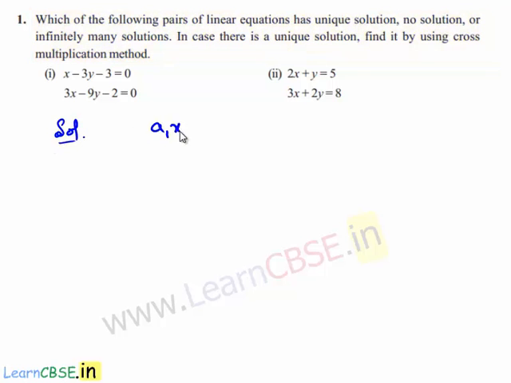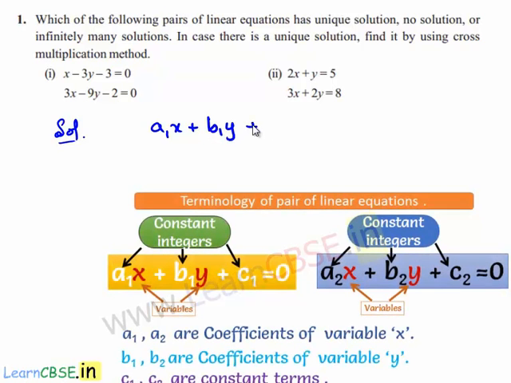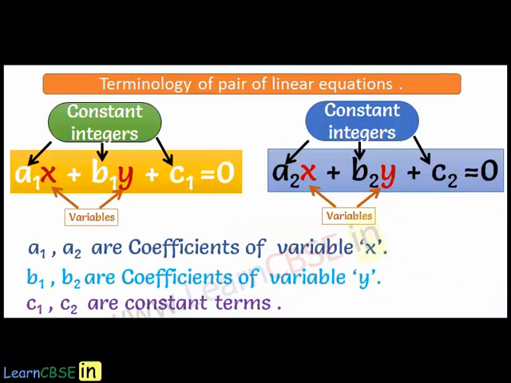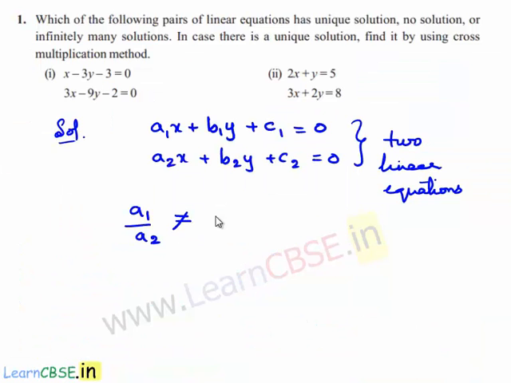Let a1x + b1y + c1 = 0 and a2x + b2y + c2 = 0 be two linear equations. When a1/a2 is not equal to b1/b2, we say that the given pair of linear equations have unique solution. So this is the condition for unique solution.